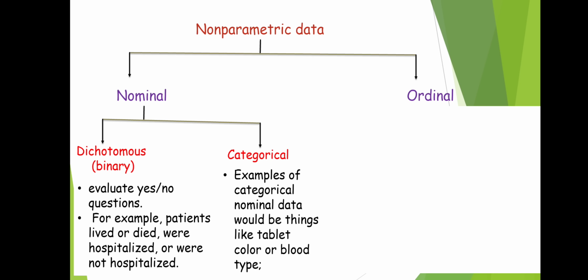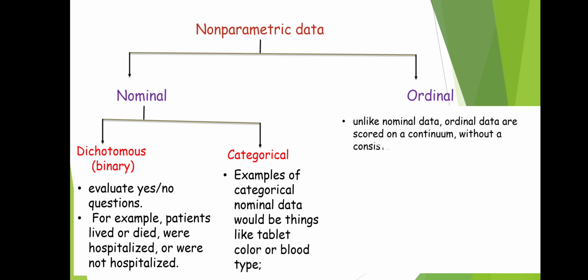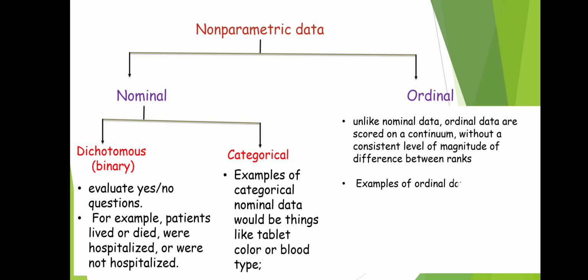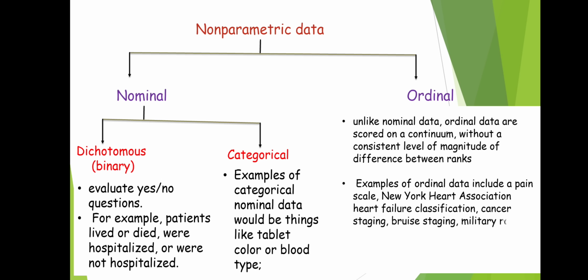Whereas in the case of ordinal, ordinal means in order. Unlike nominal data, ordinal data are scored on a continuum without a consistent level of magnitude of difference between ranks. Examples of ordinal data include a pain scale, New York Heart Association heart failure classification, cancer staging, bruise staging, military rank or a Likert-like scale like poor, fair, good, very good, excellent. So this is ordinal data. We are categorizing things depending upon the order. So this is about the non-parametric data.